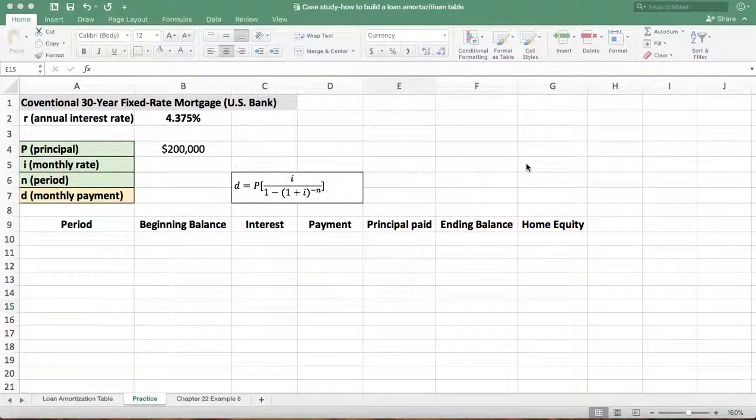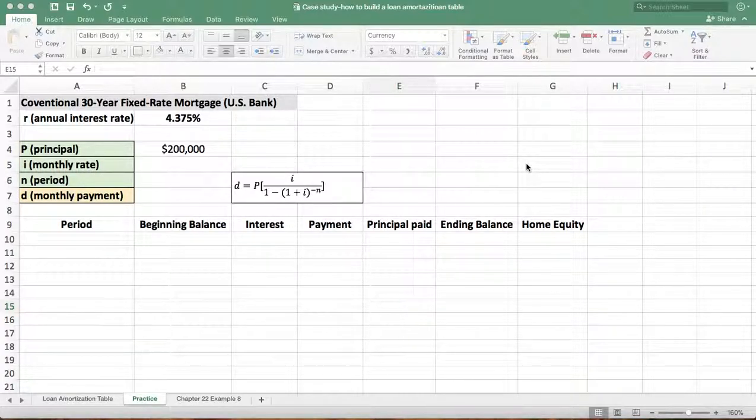Suppose you want to borrow $200,000 for buying a new house. Since 30 years fixed rate mortgage is the most popular, you want to pick this one. You go to US Bank. I pick US Bank because US Bank's headquarters is here in Minneapolis, Minnesota.